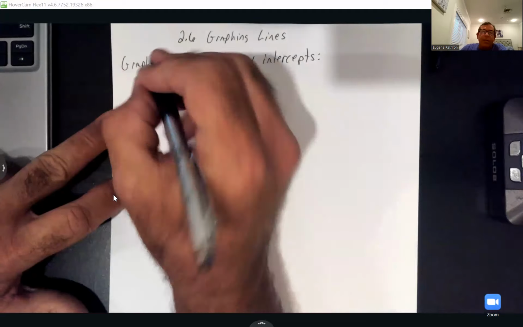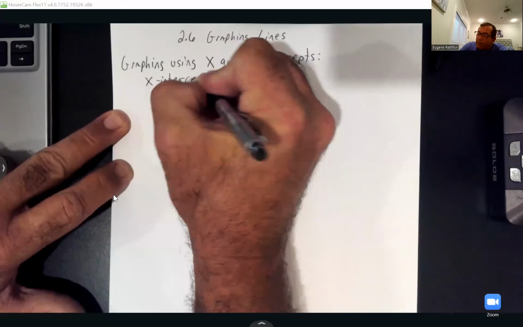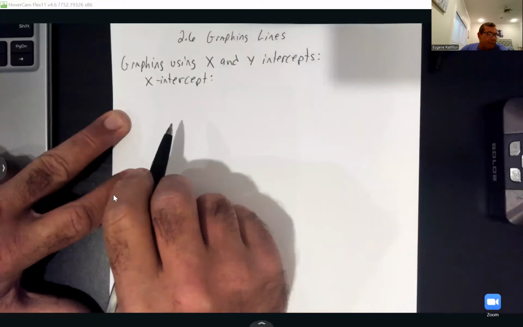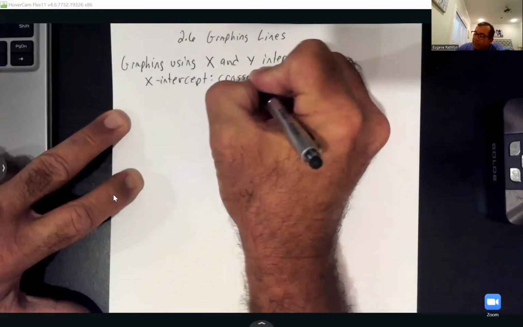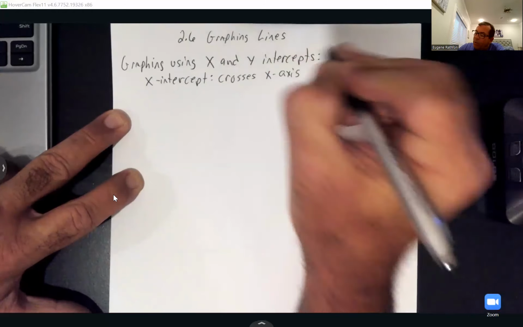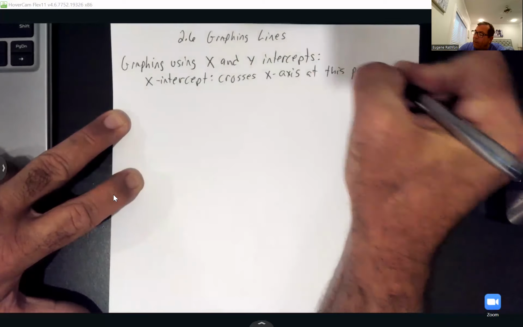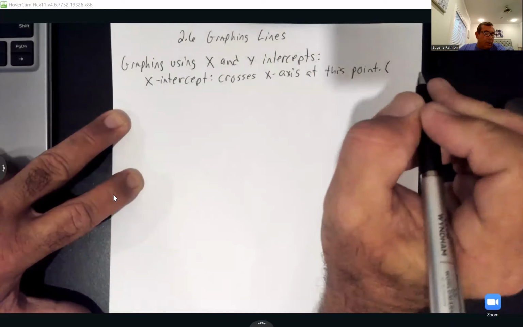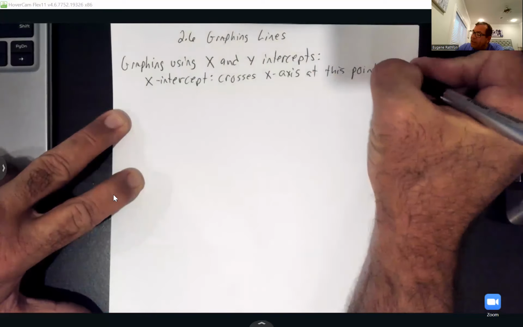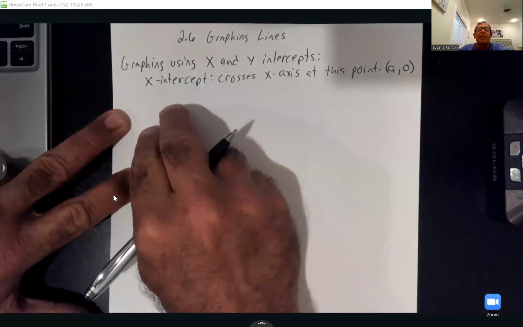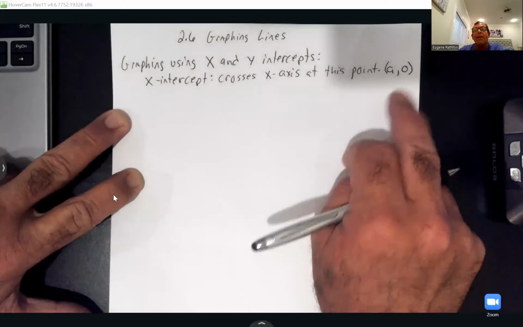Okay, so I'll give you some definitions real quick. The x-intercept is where the graph crosses the x-axis. So it crosses the x-axis at this point. To be on the x-axis, the point has to have a number for the x and a 0 for the y. Remember, the x-axis is the horizontal line going across, and on that line has a y value of 0.